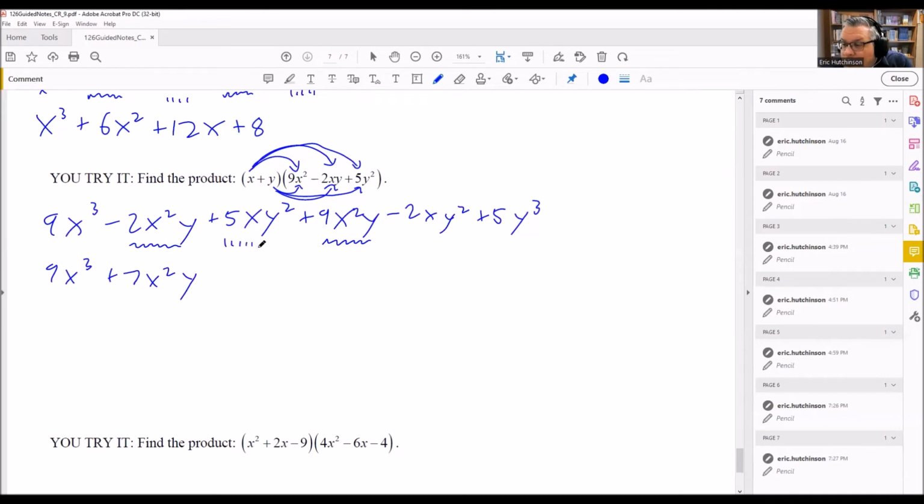Now we have the 5xy squared and negative 2xy squared. Those are like terms also. Same variable, same power on the y. 5 minus 2 is 3, so 3xy squared. And then the very last one, there's nothing else to combine with that, so we have 5y cubed, and that would be your answer.